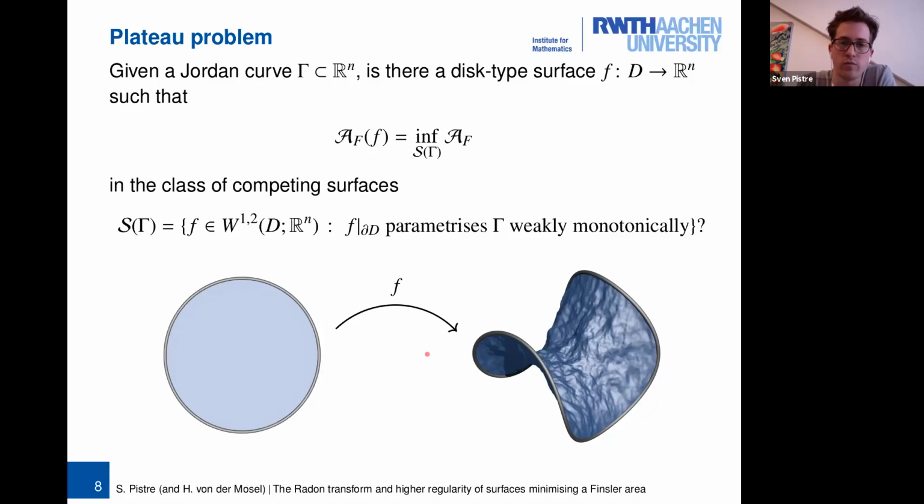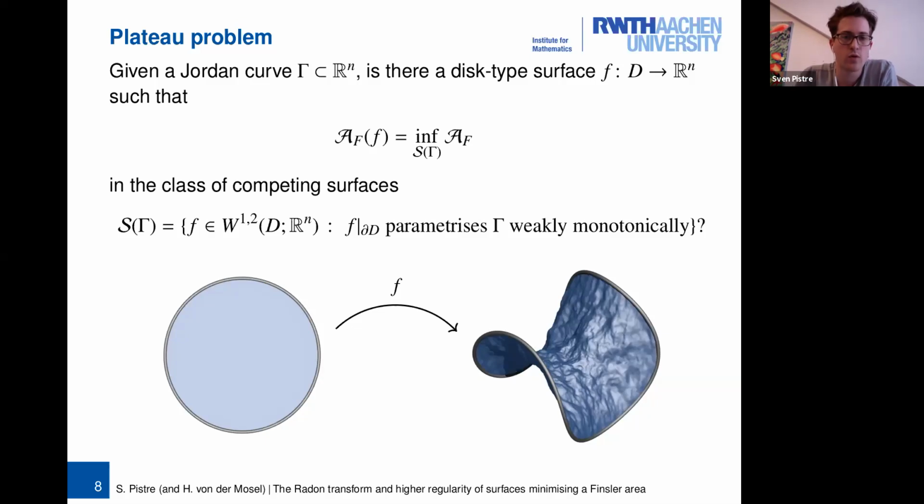And this will be written here in such a way that we can later apply the direct method. The surfaces are W12 functions, and there's this boundary condition, which is not too important here, but it means that as the parameterization goes forward on the boundary curve of the unit disk on the left, you go forward on the boundary curve gamma, and you can stop. So the Sobolev trace can have a zero gradient at some points, but you cannot go backwards. That's what I mean when I say weakly monotonically. You can stop, but you can't go backwards. So that's the problem, okay?